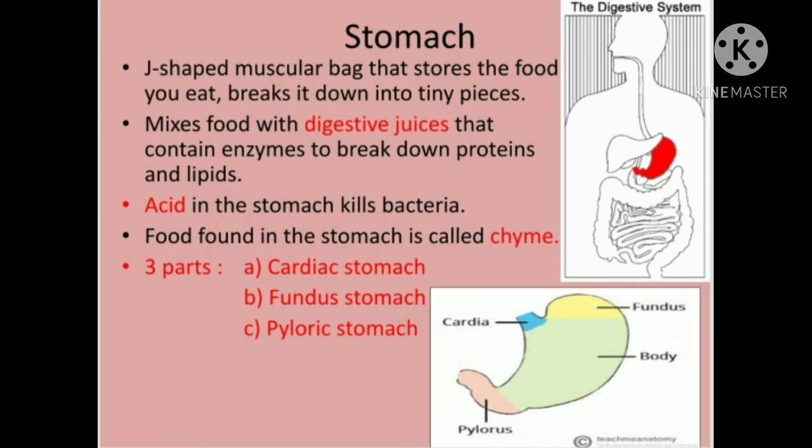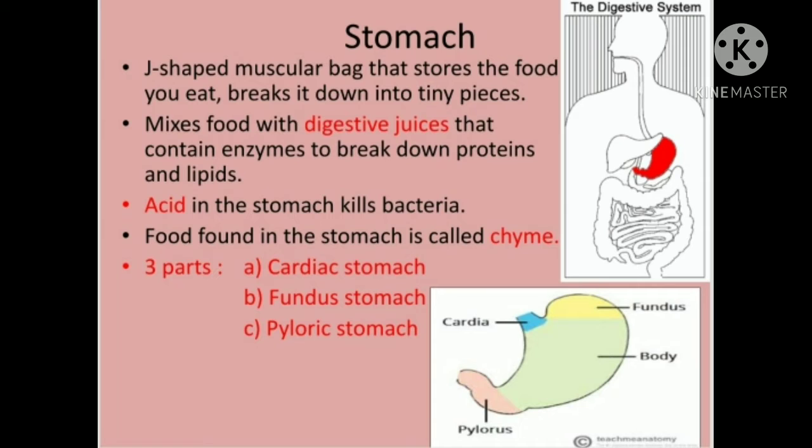Fine. Coming to the next point, food found in the stomach is called chyme. Now, which food is called chyme? The food which has been chopped down, cut into smaller particles in the stomach, that food is called what? Chyme. I'm repeating it once more. That is called what? Chyme. Now coming to the last point, our stomach is divided into three parts: cardiac stomach, fundus stomach, and pyloric stomach.